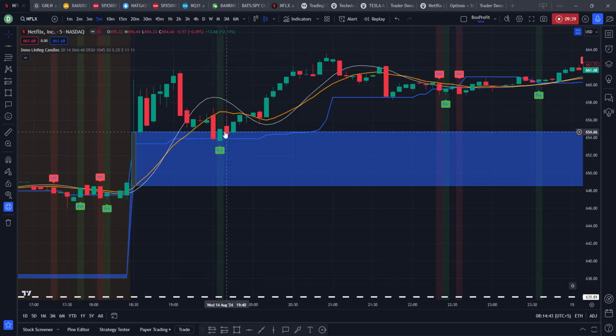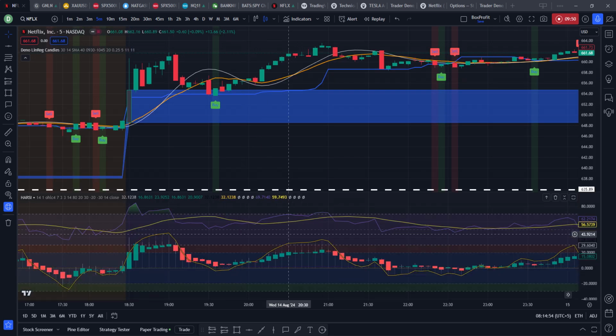So I took this trade from right here, and I rode this trade up to right above the peak over here. And right at the peak, I exited the trade, and I will show you how I did that.